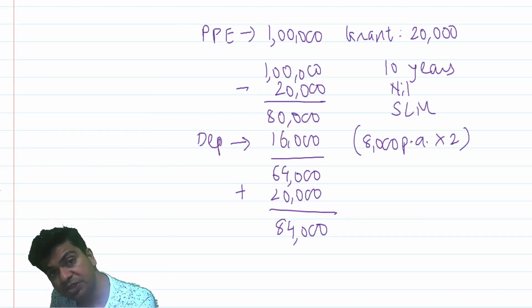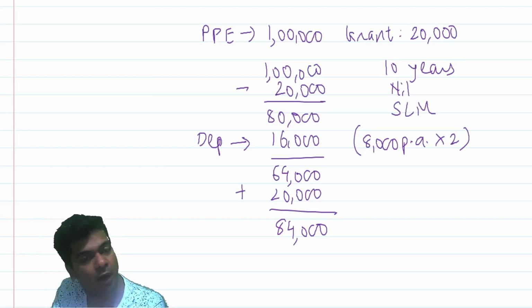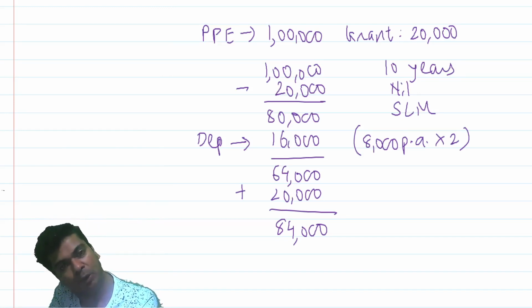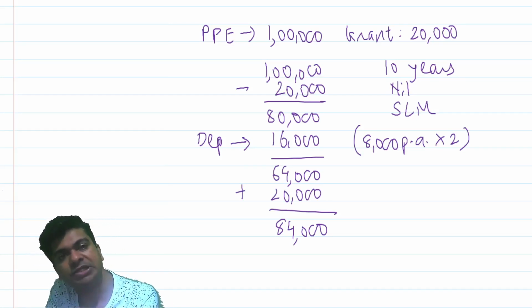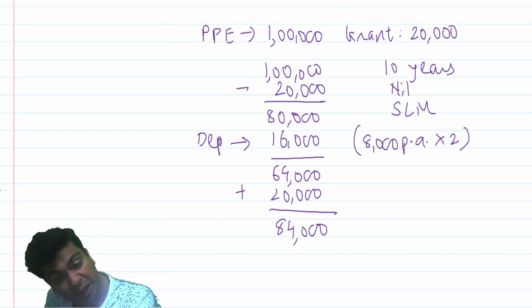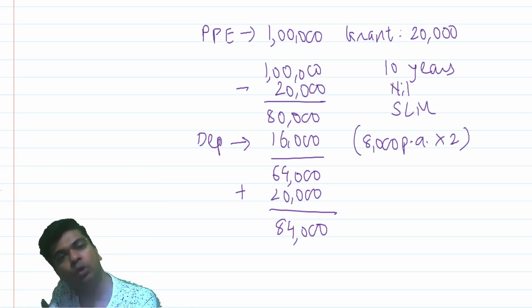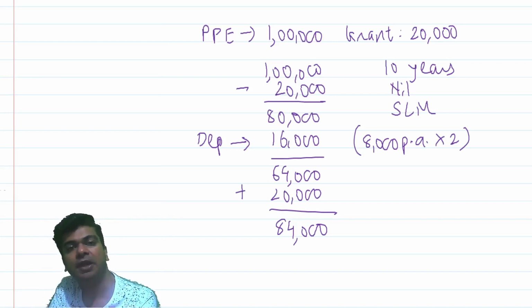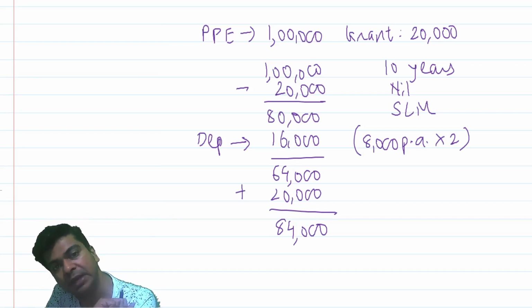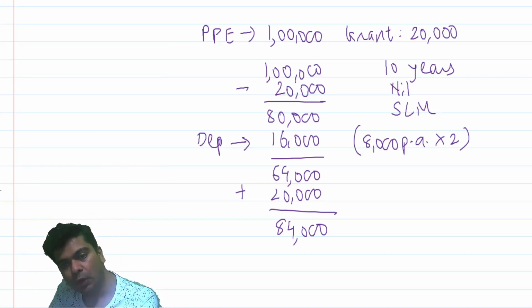Comfortable till here? Originally, what did you do with the government grant? You deducted it from the cost of the asset. So what will you do at the time of repayment of the government grant? You will add it back to the carrying amount of the asset. So I get the carrying amount as 84,000. But one extra thing needs to be done. If you had never received this government grant, then what would have been the amount of depreciation? That needs to be calculated. And what is the shortfall of the depreciation? That depreciation should also be deducted. Let's understand this point also.